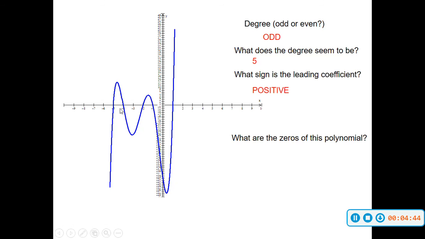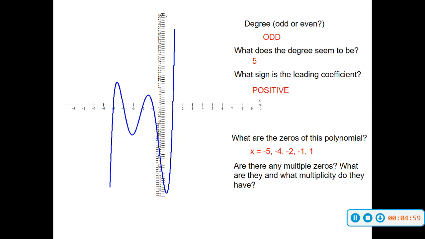-5, -4, -2, -1, and 1. Very good. Okay. So how many of those did I list? 5, and I'm supposed to have 5 total, so we got them all there. And multiple zeros is coming up next.